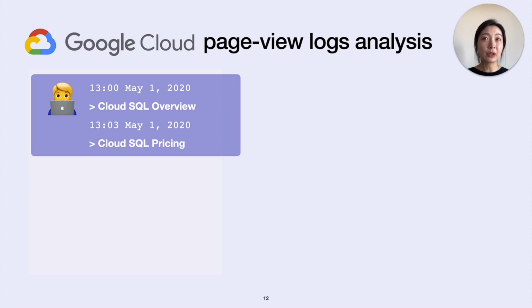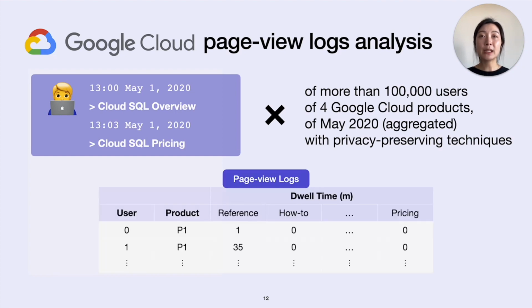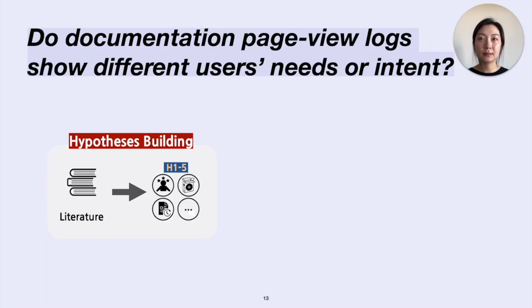And in this work, to confirm this, we analyzed the page view logs of Google Cloud documentation. We examined logs from 4 different Google Cloud products involving more than 100,000 users in May 2020, and we employed various privacy protection techniques since we were using user data, including differential privacy and month-level data aggregation. And to represent each user's documentation usage, we considered the dwell time on different types of documentation pages.